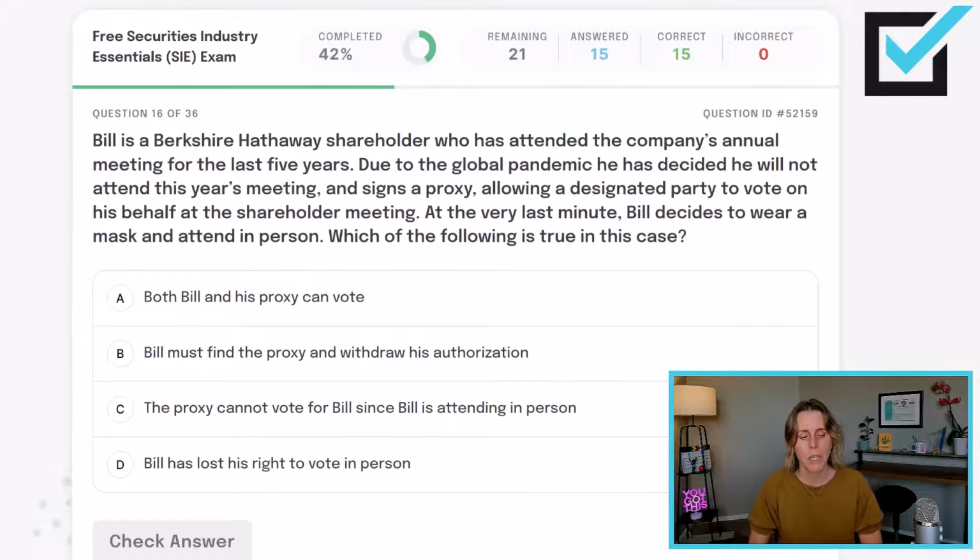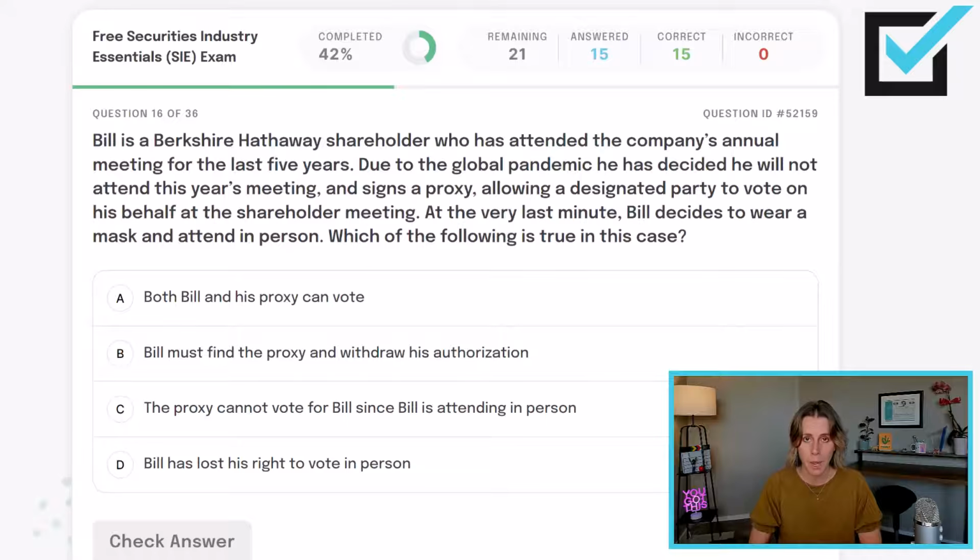Bill is a Berkshire Hathaway shareholder who has attended the company's annual meeting for the last 5 years. Due to the global pandemic, he has decided he will not attend this year's meeting and signs a proxy, allowing a designated party to vote on his behalf at the shareholder meeting. At the very last minute, Bill decides to wear a mask and attend in person. Which of the following is true in this case?